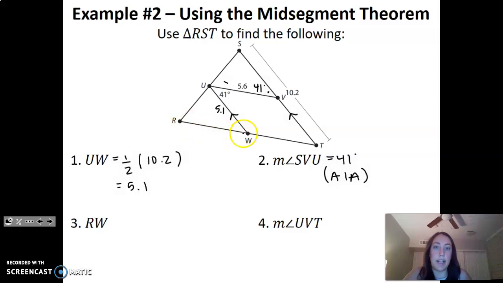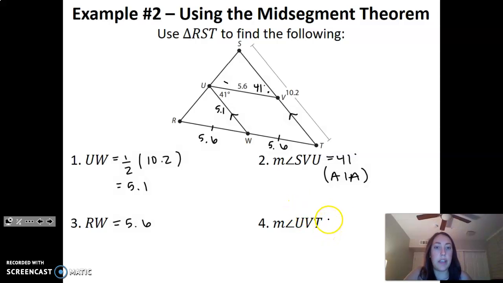RW is this guy right here. Remember, midsegments are made with midpoints, so we know W is a midpoint, which means those two guys are equal. We know this midsegment is 5.6, which means the whole thing's 11.2. So each of these little pieces has to be 5.6 as well.